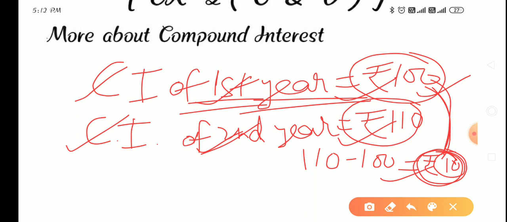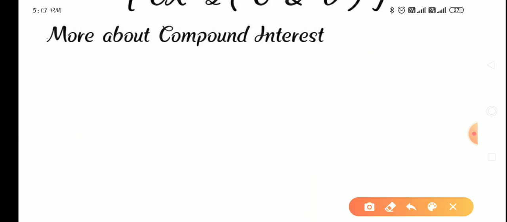So like this, some questions I will take. Through those questions you will understand, means this concept will be quite clear. One more time, if it is not clear now, then it will be clear in the questions.